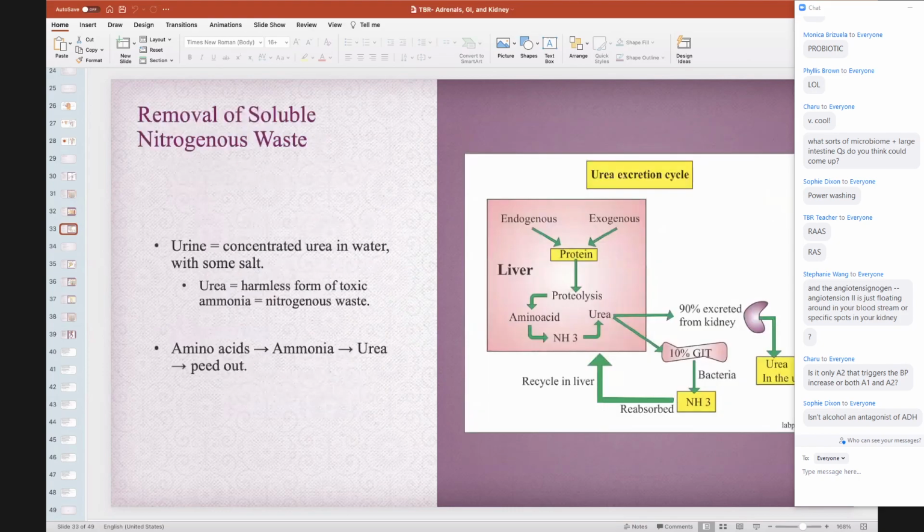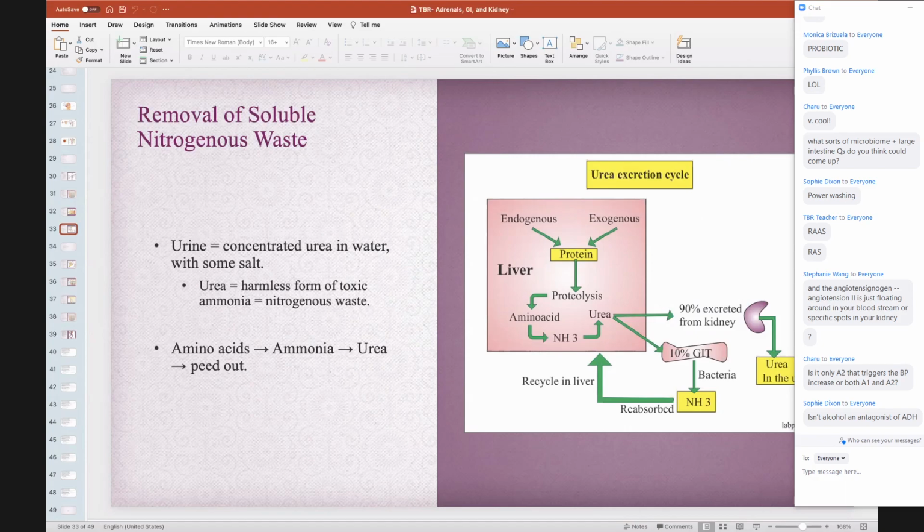And lastly, in homeostasis, it helps with the removal of soluble nitrogenous waste. So any endogenous proteins that you make, any exogenous proteins that you eat, it's going to undergo proteolysis in the liver, and you're going to create a byproduct of urea. So urea will be utilized by some of your gut bacteria, but 90% of that is excreted in the urine.